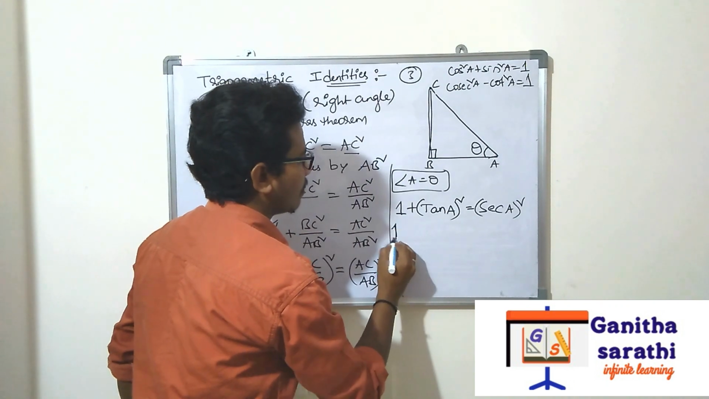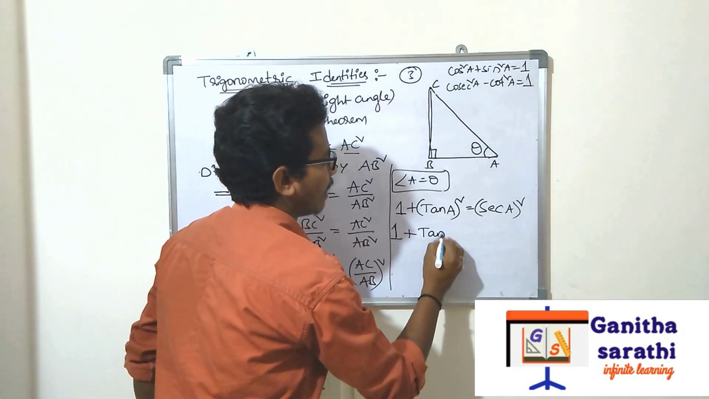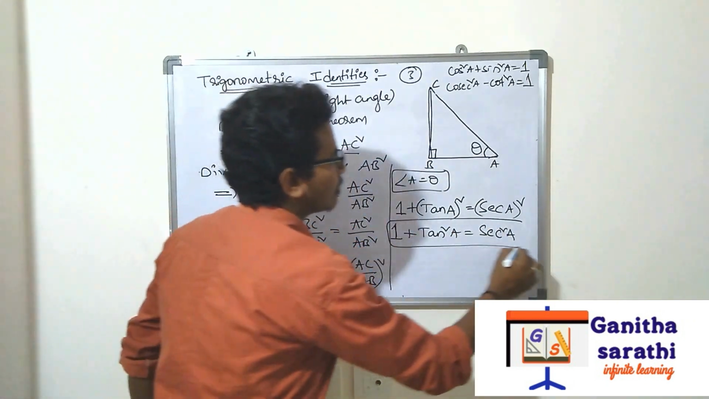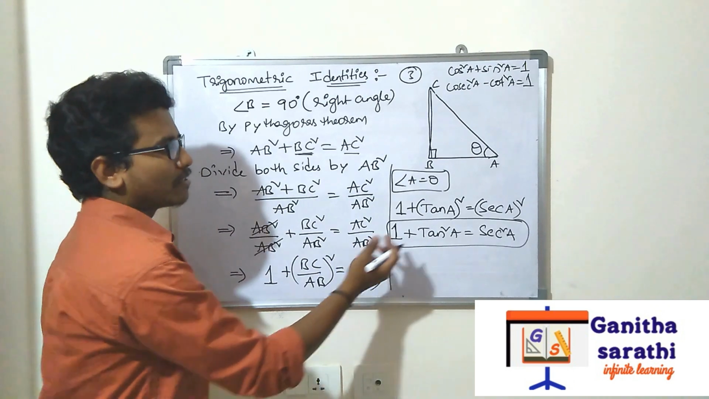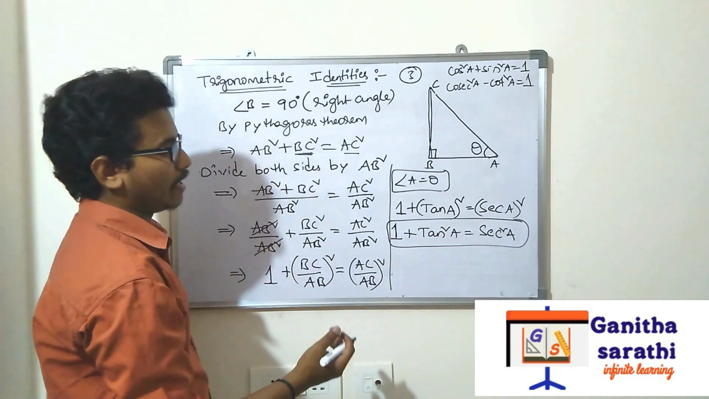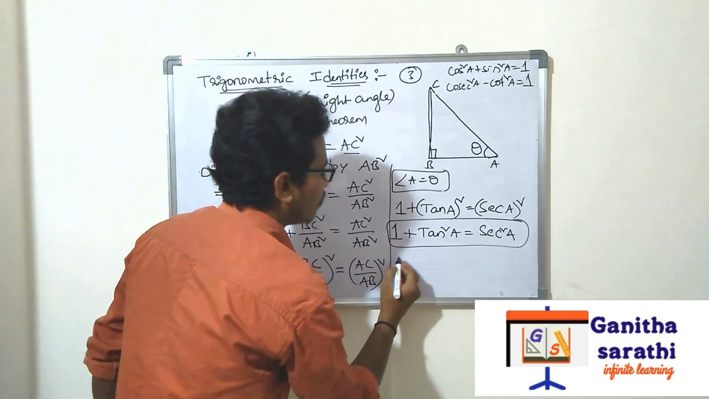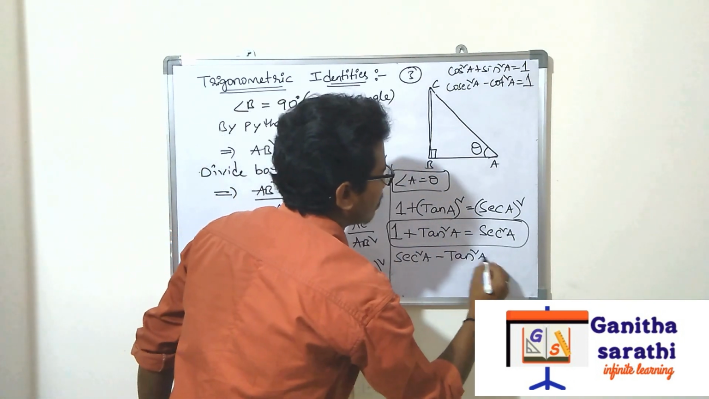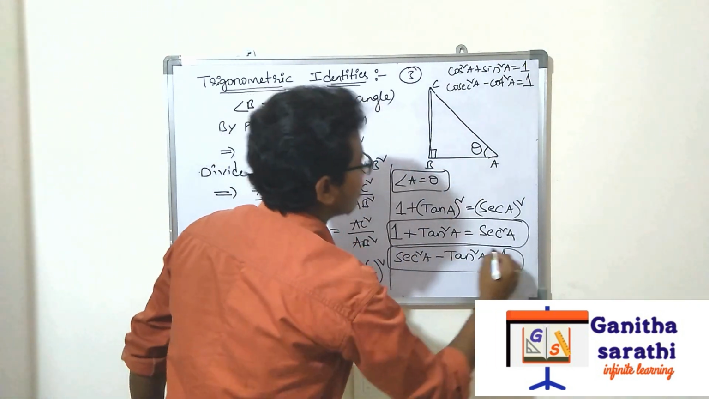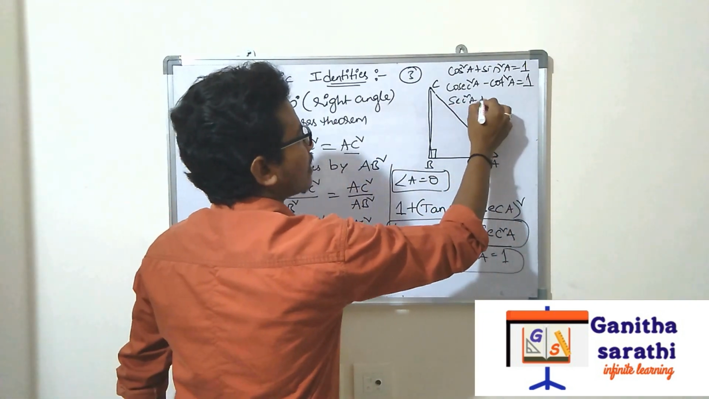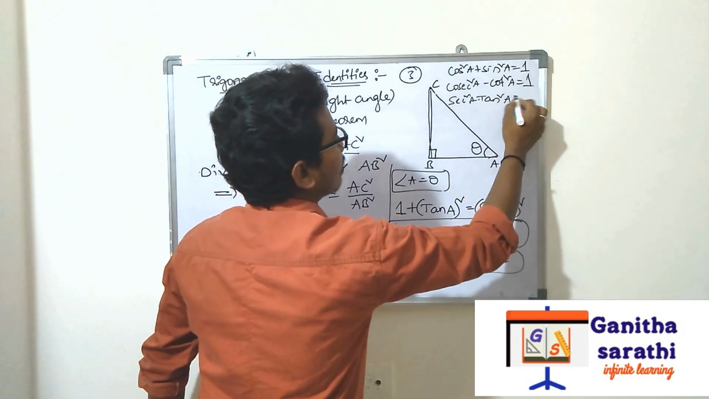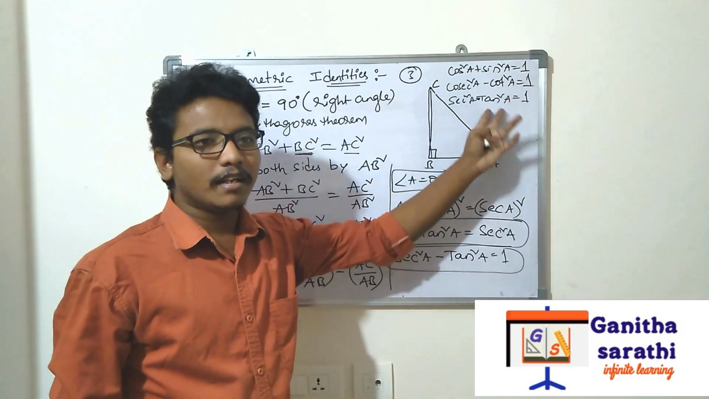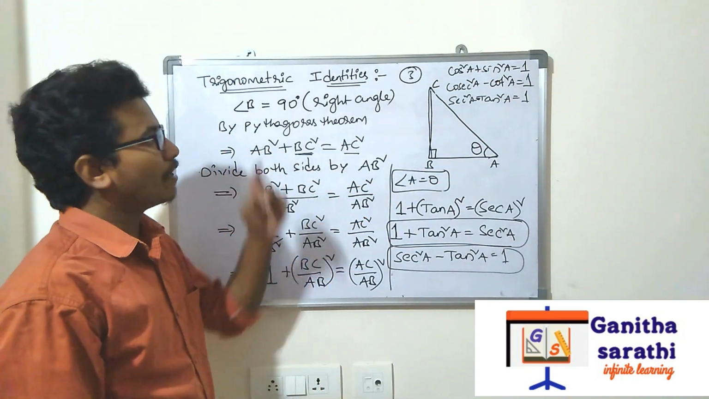So 1 plus tan square A is equal to secant square A. This is our third identity. Make this plus tan square A go to that side, what will it become? Secant square A minus tan square A is equal to 1. Right? This is our third identity. Understood? These are the three major identities of trigonometry.